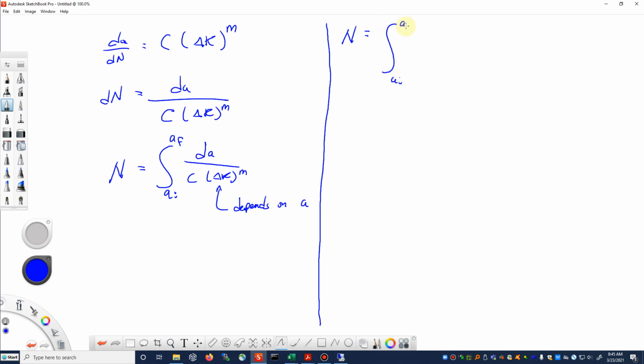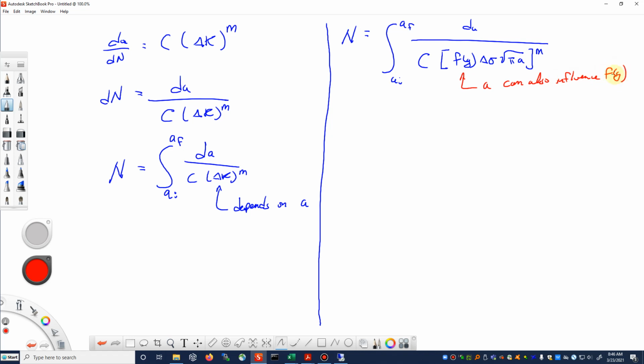So first thing we'll do is just rewrite this, and we'll put in whatever our delta K is. It's a geometry factor, f of g, times delta sigma square root pi a, all to the m power. Now, not only do we have an a in there from the square root pi a, but the crack size a can also appear inside the geometry factor term. So we can make a little note of that as well. a can also influence f of g. And in complicated situations, you have to take that into account.